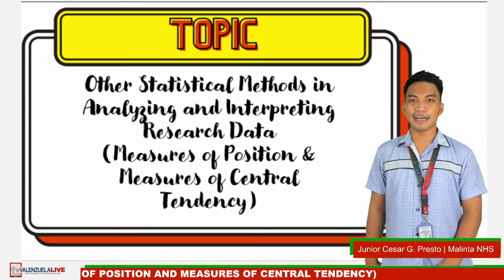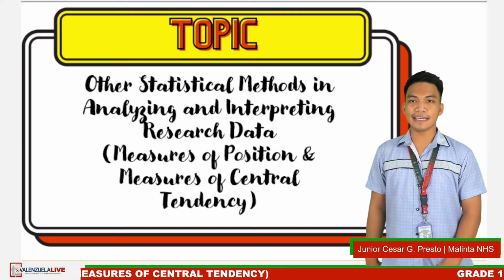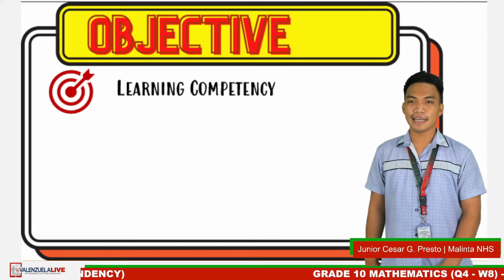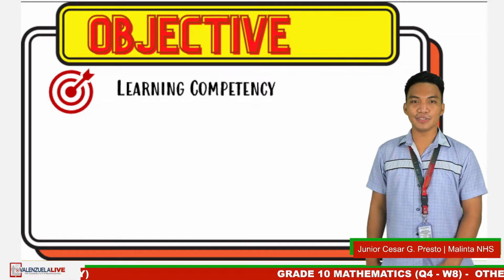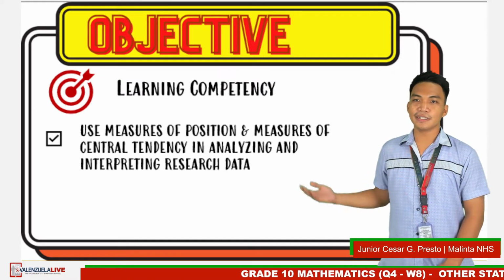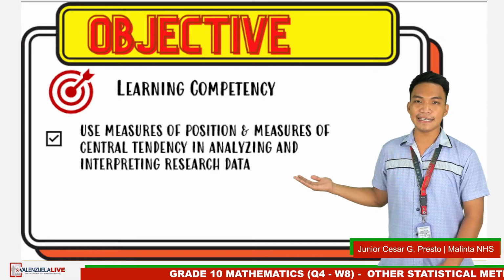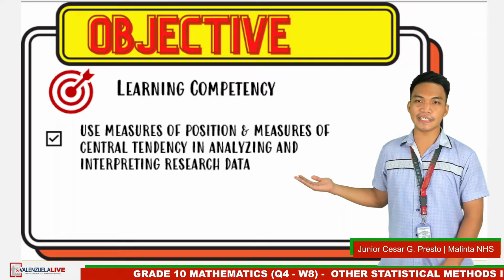We are now at quarter 4, week 8 with the topic Other Statistical Methods in Analyzing and Interpreting Research Data, specifically measures of position and measures of central tendency. At the end of this session, you are expected to use measures of position and measures of central tendency in analyzing and interpreting research data.